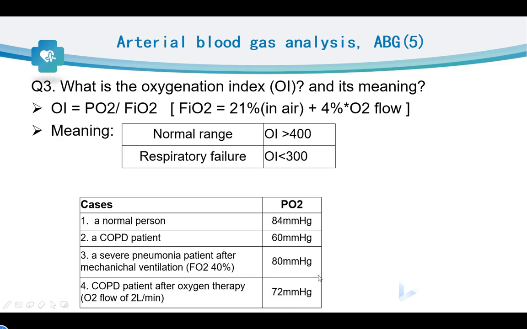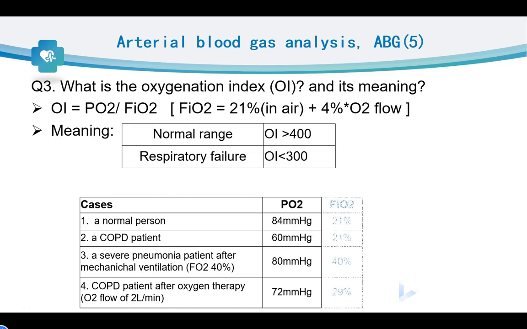According to the level of the partial pressure of oxygen, which patient is in the best condition and which patient is in the worst condition? According to the level of the partial pressure of oxygen, we can find that case 1 is in the best condition with a normal range of oxygen, and case 2 is in the worst condition because of the lowest level of oxygen, right?